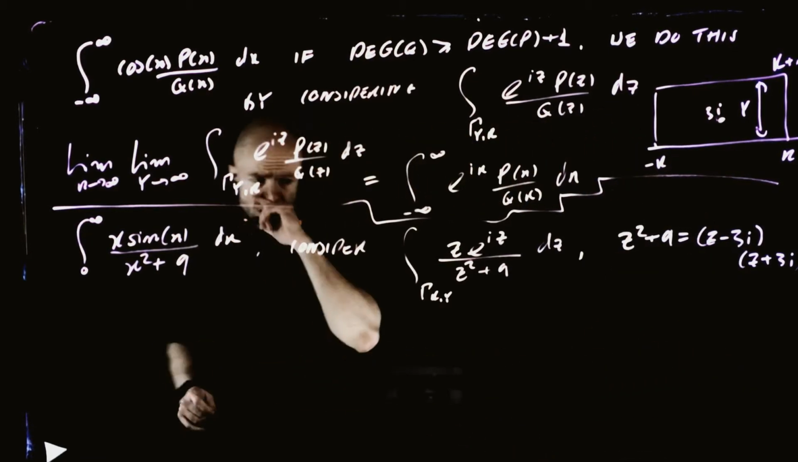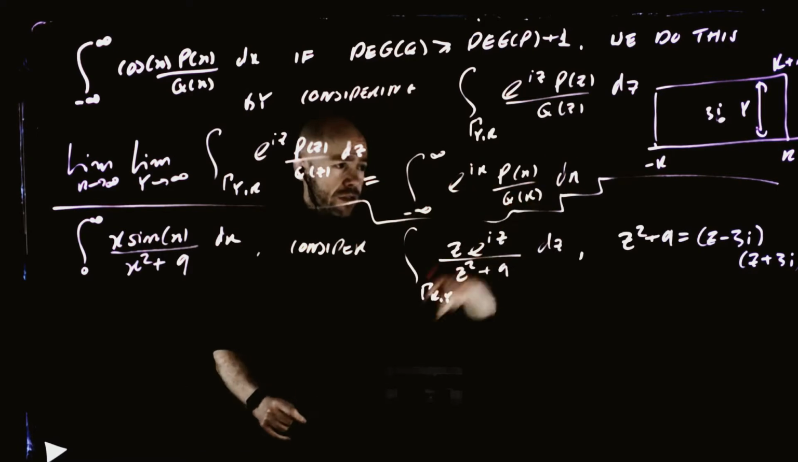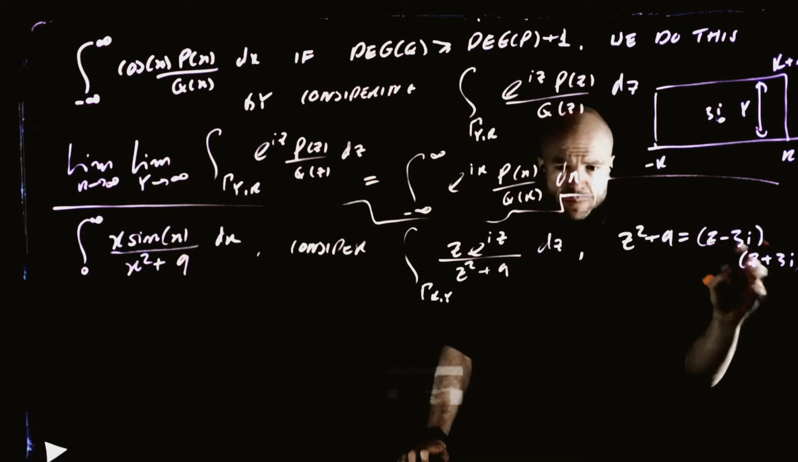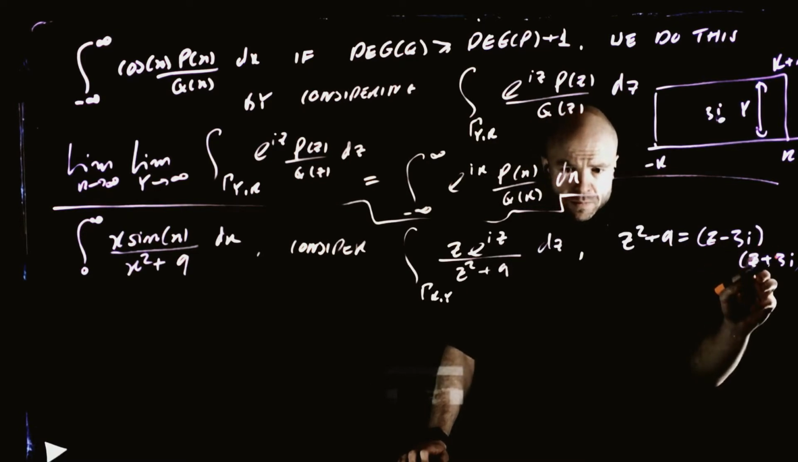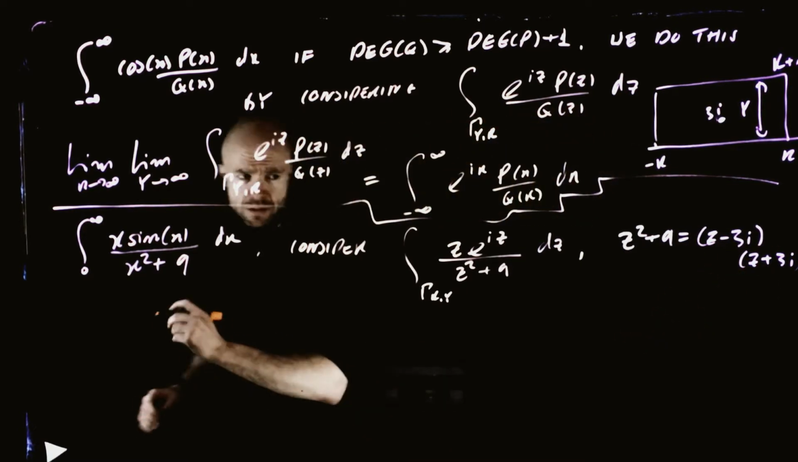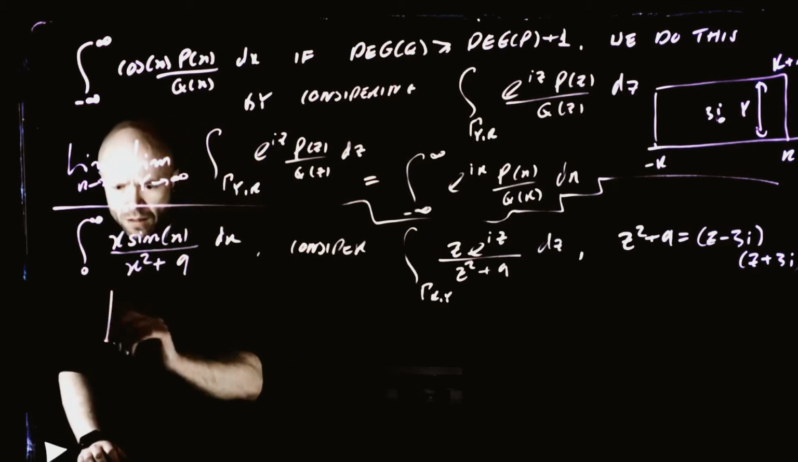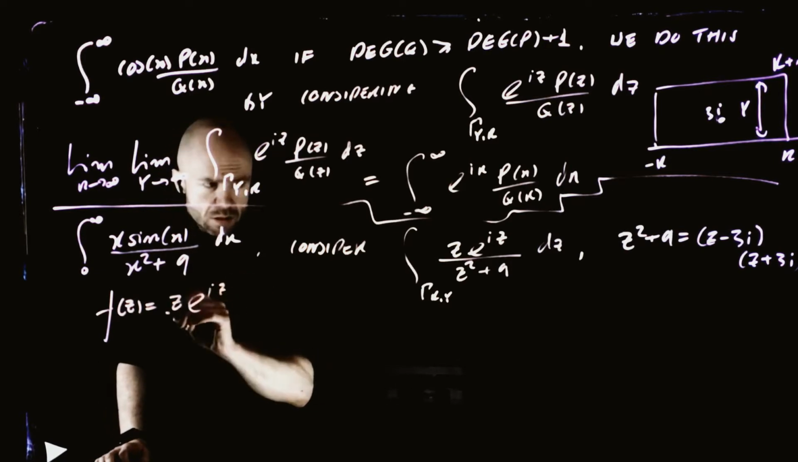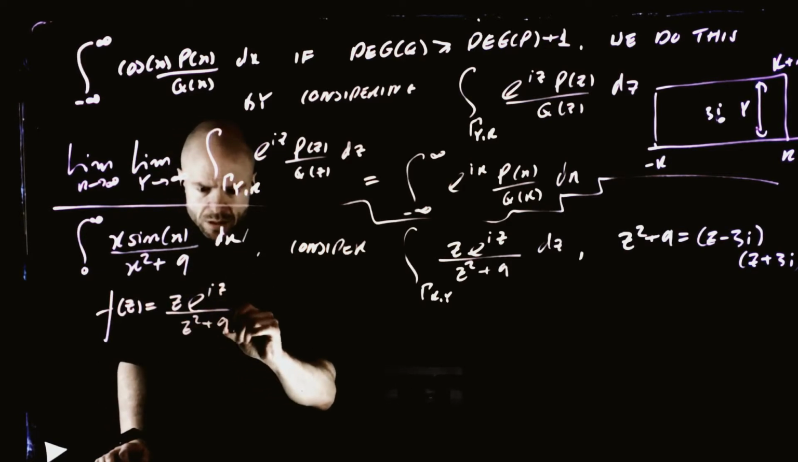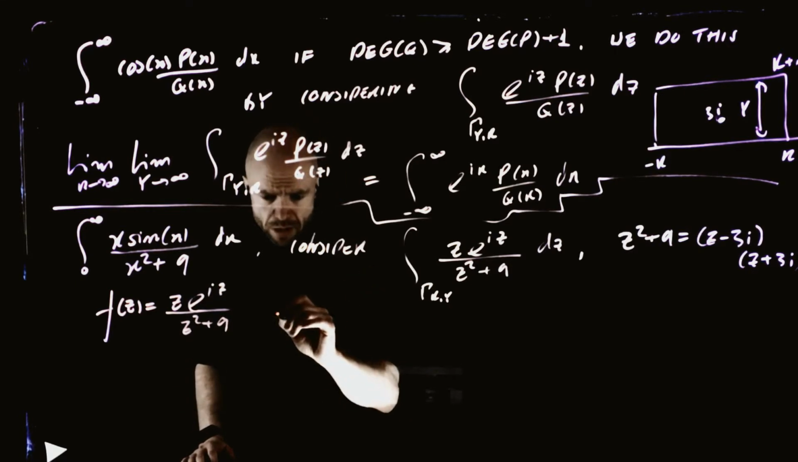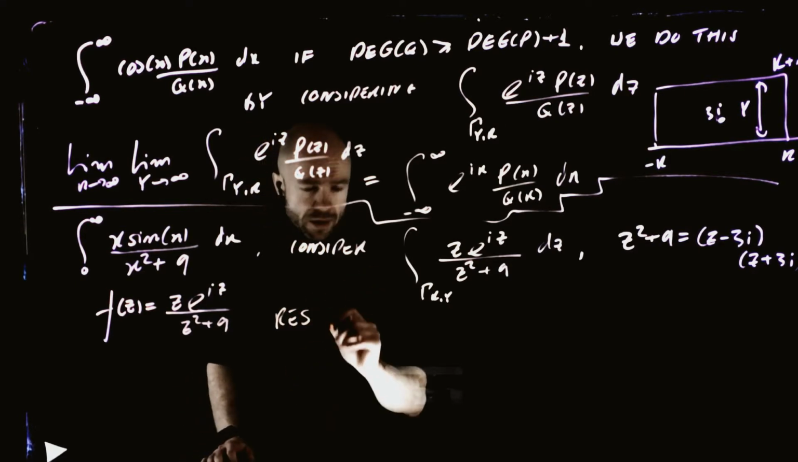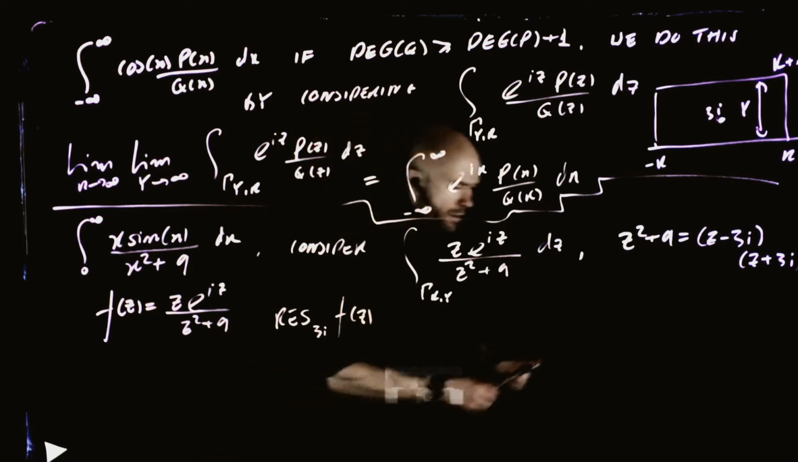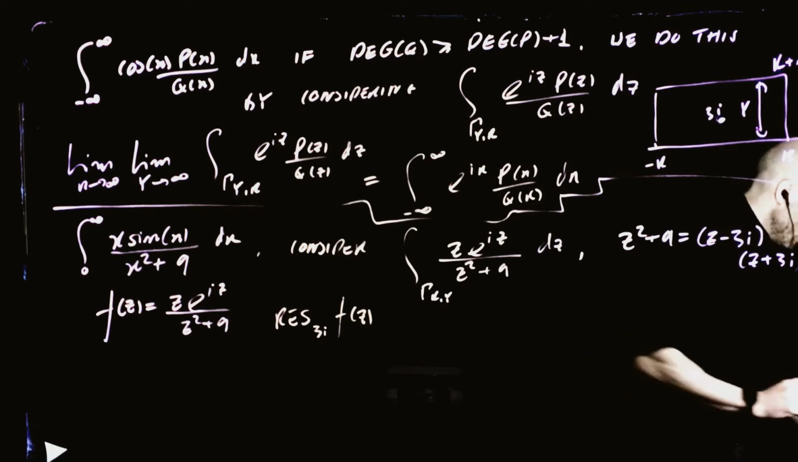So assume r and y are big enough so that it contains 3i, and then let's figure this thing out. The one pole we have is a simple pole. So let's simplify notation a little bit. Let's write f of z as this function, z e to the iz over z squared plus 9. So we want to calculate the residue at 3i of this f of z. Since it's a simple pole, the formula for this is not too difficult.